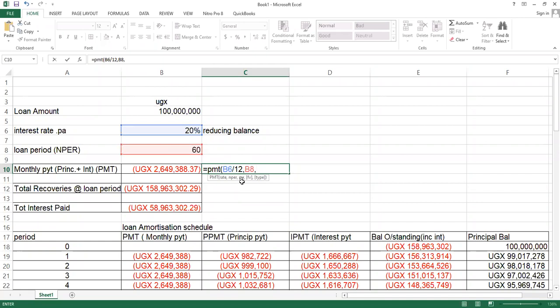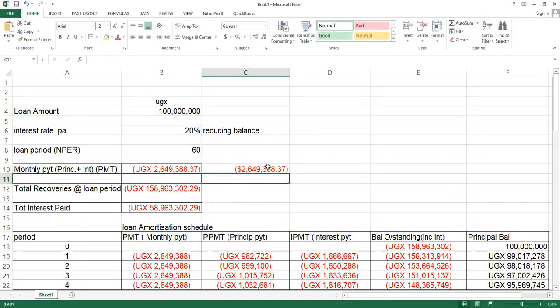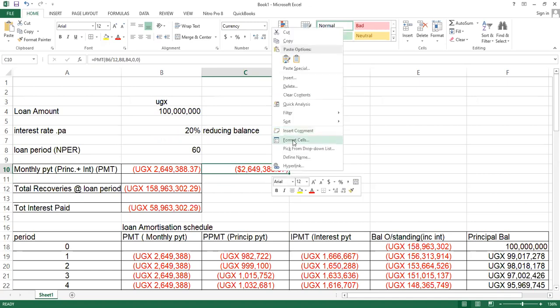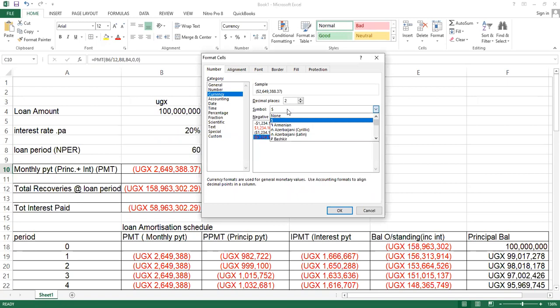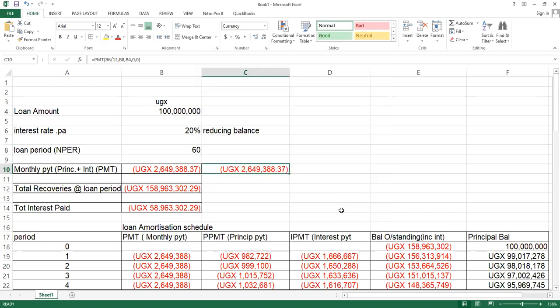Then PV is the present value of the loan amount. I click in this, then I put a comma. Future value 0, then type 0, and then you close. Once you press enter, you would be able to get your figure. If you want, you can even format it to the appropriate currency. If you want UGX, you type U, and then you look for UGX, and then you say okay.